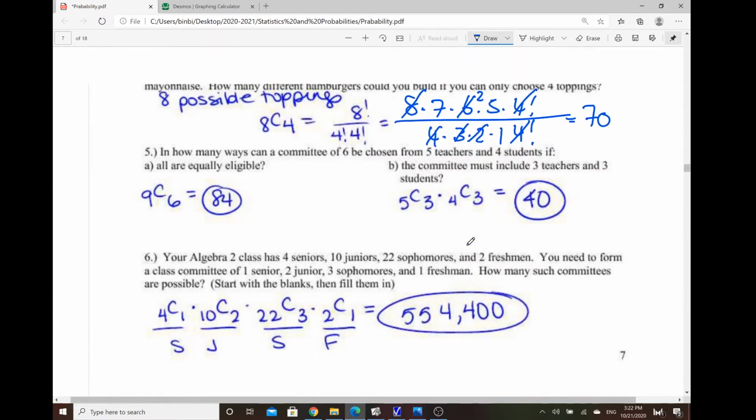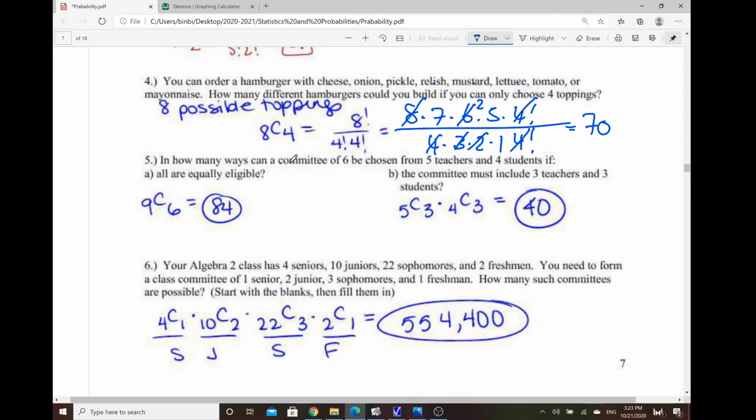And the rest of this is quite similar. In how many ways can a committee of 6 be chosen from 5 teachers and 4 students if they are all equally eligible? So this one is what? 9 choose 6, so 84. 9 factorial over 3 factorial, 6 factorial. And in the other one, the committee must include 3 teachers and 3 students. If any kind of condition is given, we need to choose 3 teachers, so 5 choose 3. And then, since we choose 3 teachers, that means there are 4 students in the group. Then 4 choose 3, and then that'll be 40.